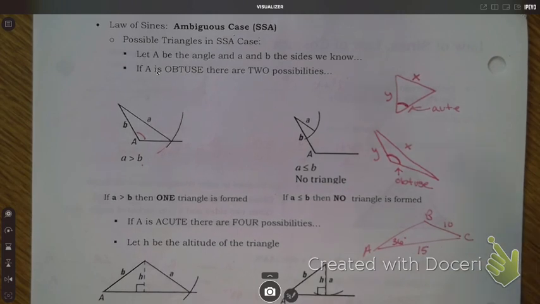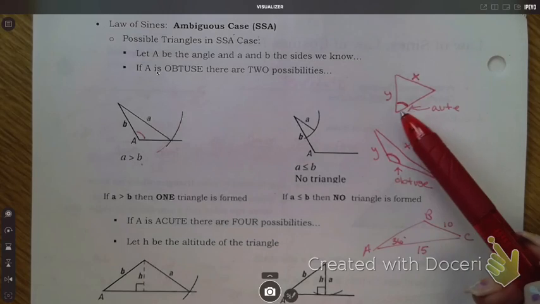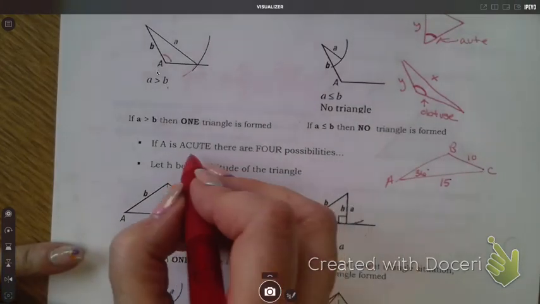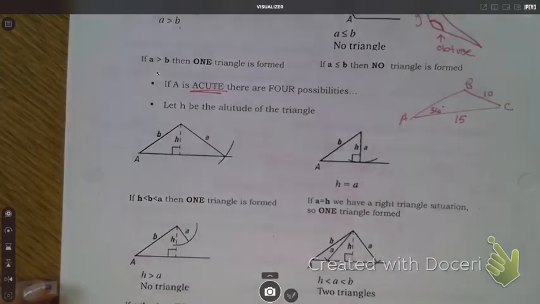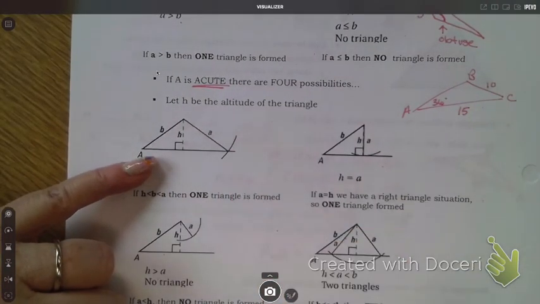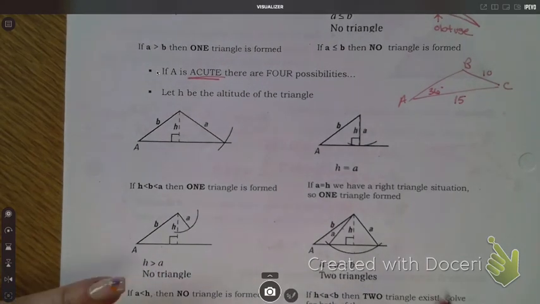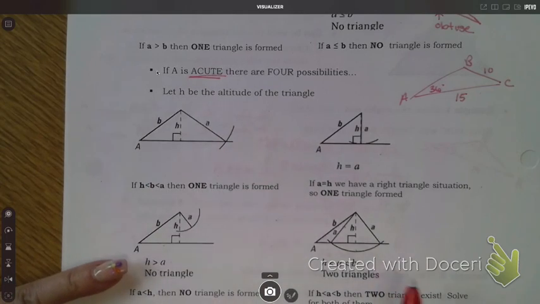So the rule is if you have a complete pair, you're given one angle, and your angle is acute, you have to check for another triangle. And that's right here. If it is acute, there are 4 possibilities. You have one triangle, you have no triangles, or you have 2. Anyway, don't worry about the rest.